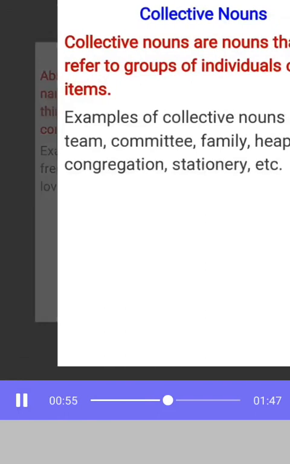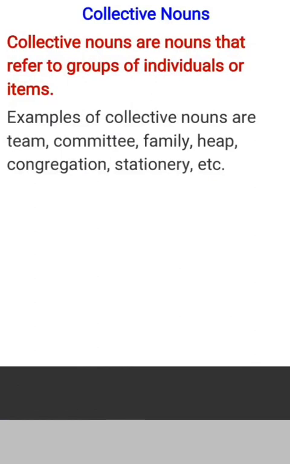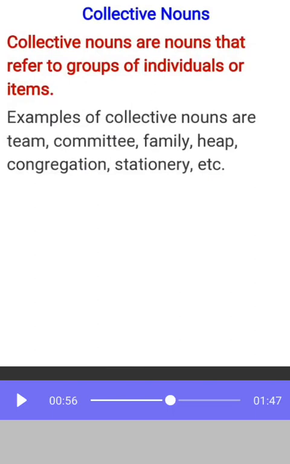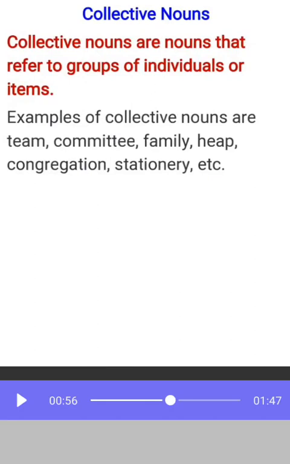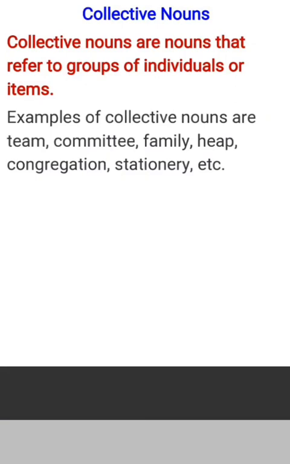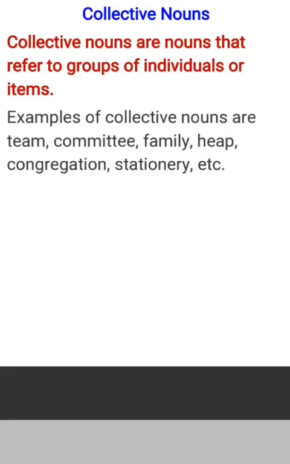Then we now come to collective nouns. Collective nouns are nouns that refer to groups of individuals or items. So names that represent a group of things, we call them collective nouns. Examples of collective nouns are team. Team refers to a group of players, so you can see that it's a collective noun. Committee, a group of persons looking into an issue, that's also a collective noun. Family, a group of persons related by blood, that's a collective noun as well.